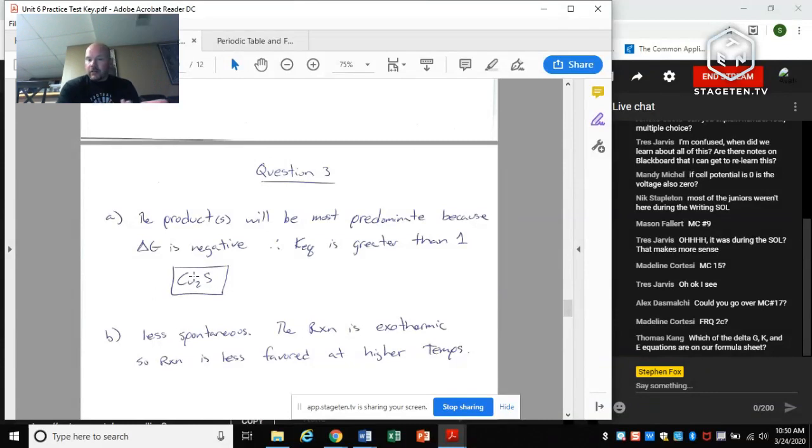How do I know? Because delta G was negative. That means K_eq is greater than 1. That means I have more products than reactants. Okay, does that make sense?